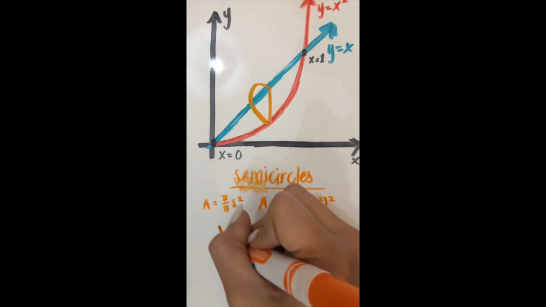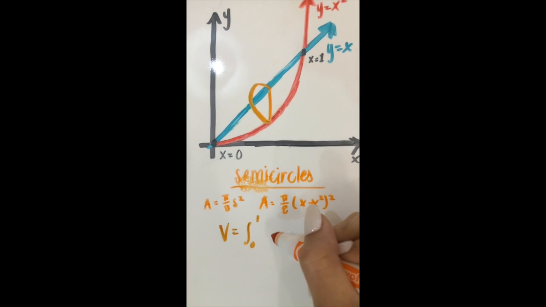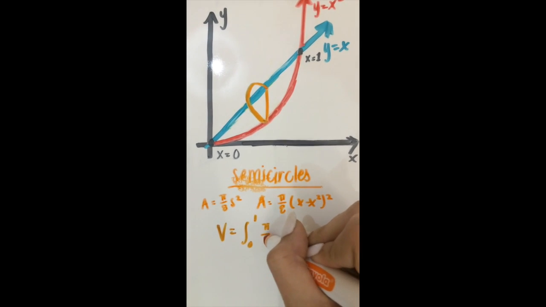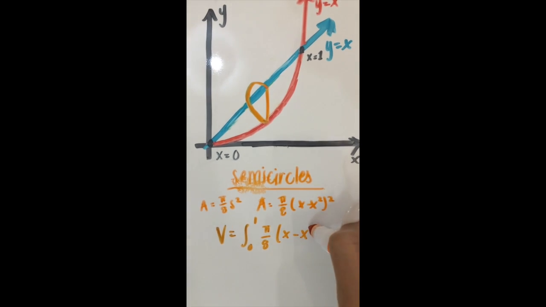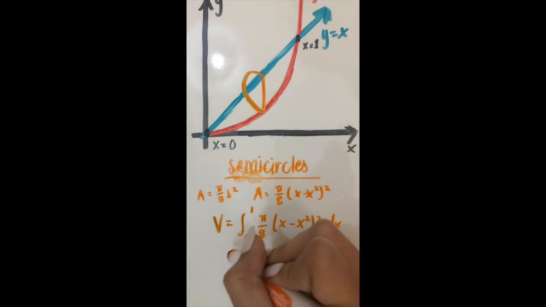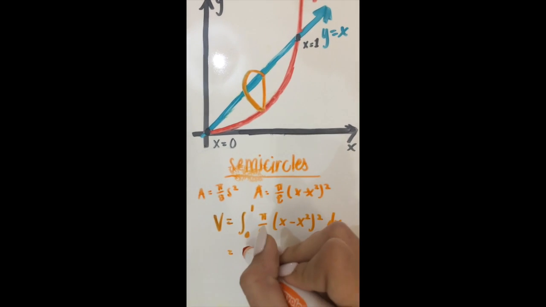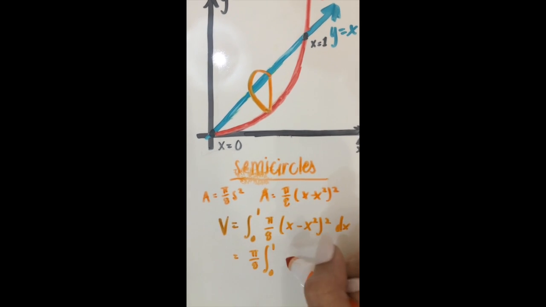Knowing this, we can define the area of the cross-section as 1/8 pi times the upper limit minus the lower limit, which is x minus x squared, and then all that squared. Then we can find the volume by integrating from 0 to 1 of the area, 1/8 pi times (x minus x squared) squared, times the derivative of x.